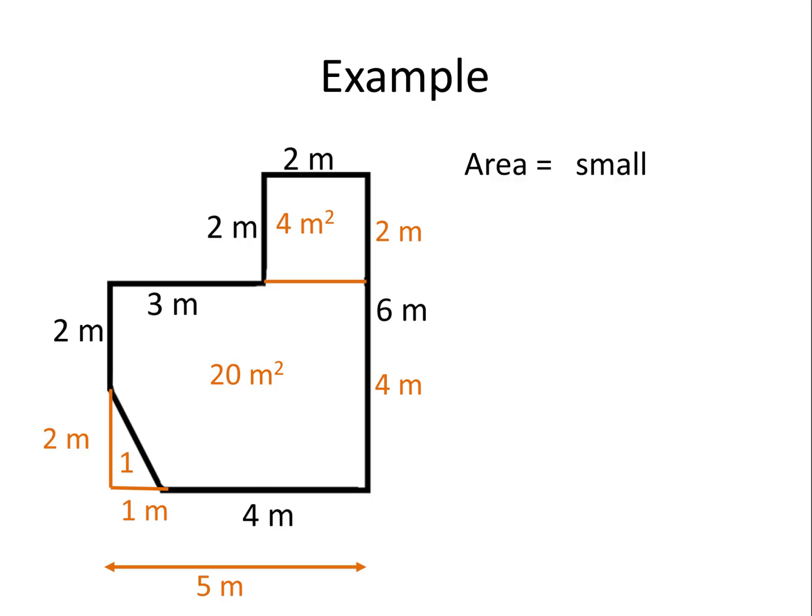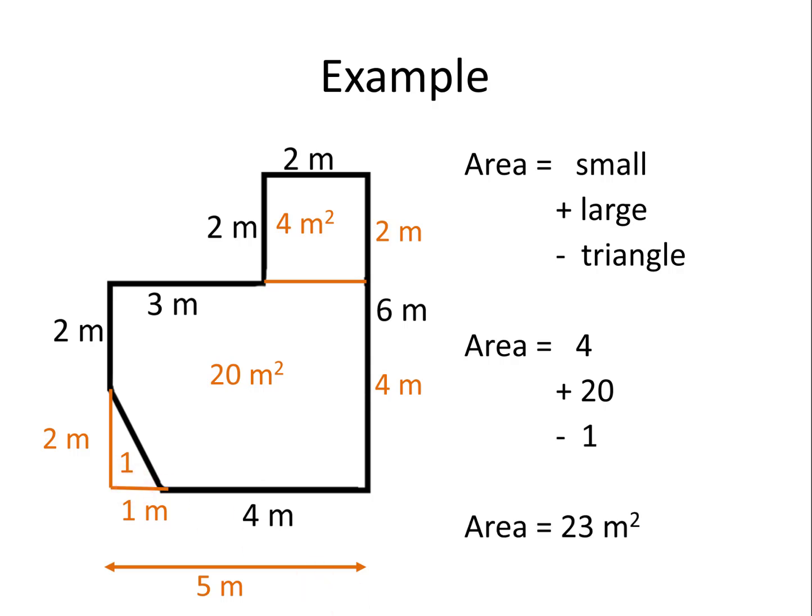Now the total area will be the area of this small square plus the area of the large square minus this triangle here. Because if I had the area of this whole rectangle, that would include that, but it's not part of my shape. So if I look at this in numbers, the area of the small square is 4, plus the area of the large, which is 20, minus this triangle, which is 1, giving me a total of 23 meters squared, which is my answer.